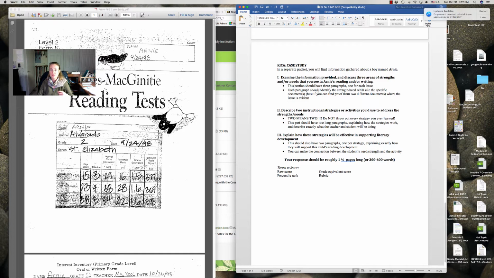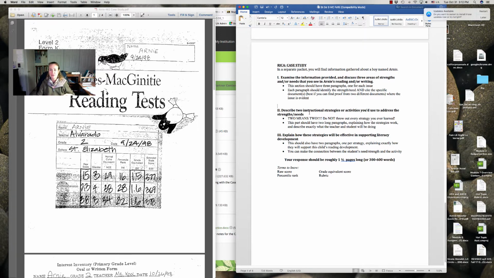So you want to identify a need, and then you want to identify where you found the information, which documents proved that there was a need. And it's helpful if you can find proof from 2 different documents, because one of the things you want to be careful of is not seeing one error in one place and deciding, okay, this kid has a need there, but you want to find some conclusive proof that this is a pattern that you're seeing in the child's reading.